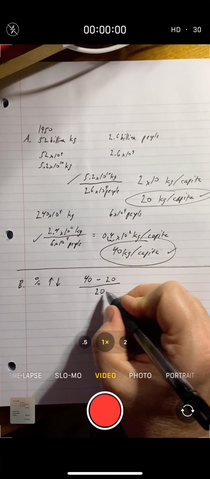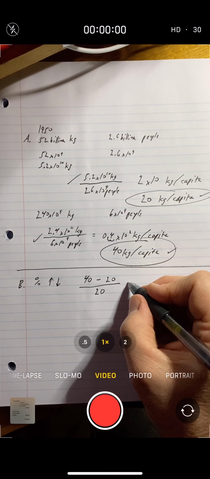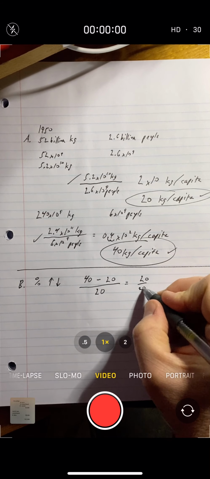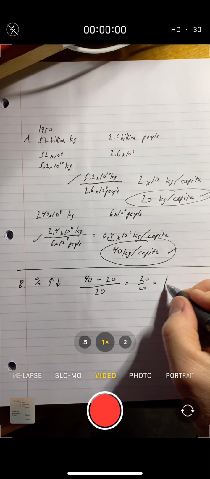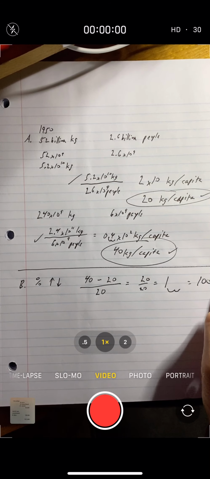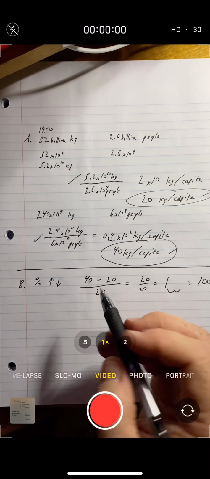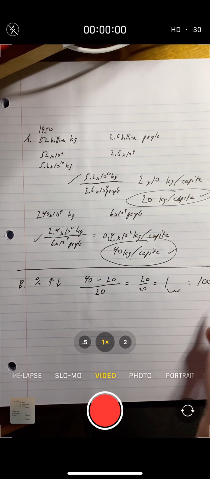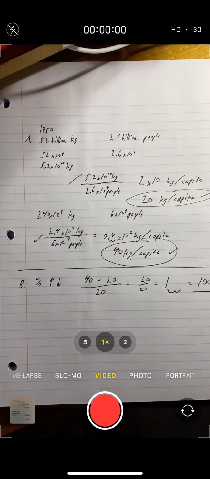So what we started with was the 20, the change over the original amount, to give us 20 over 20, which is 1, and when you convert to a percent, that is 100%. So if we wanted to know how much the meat production increased from 1950 to 2000, it increased 100%. However, that's not the only thing you could have done. They would have given credit for that. That would have gotten the point.